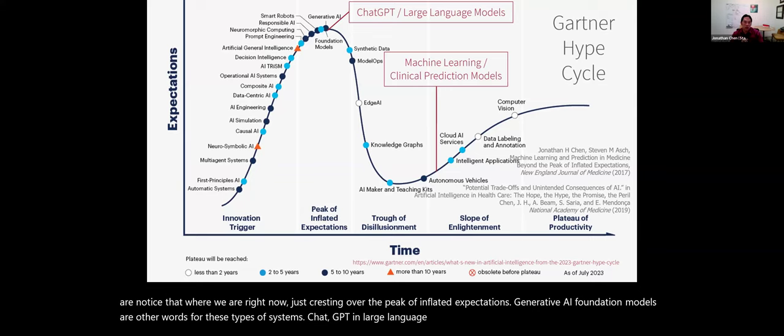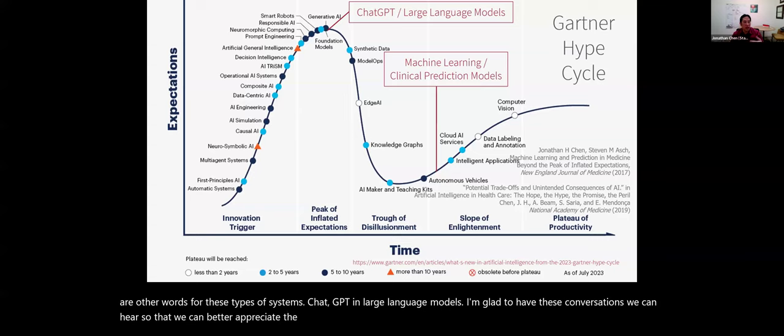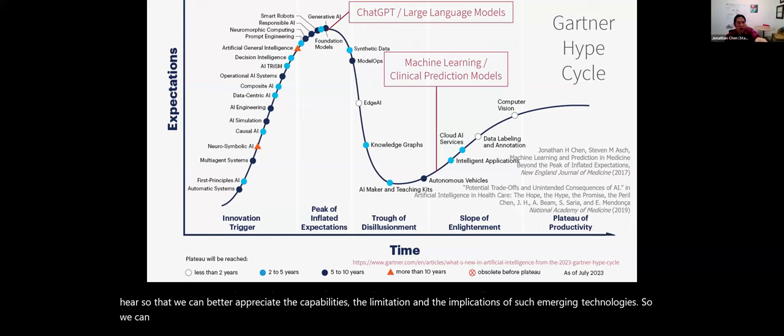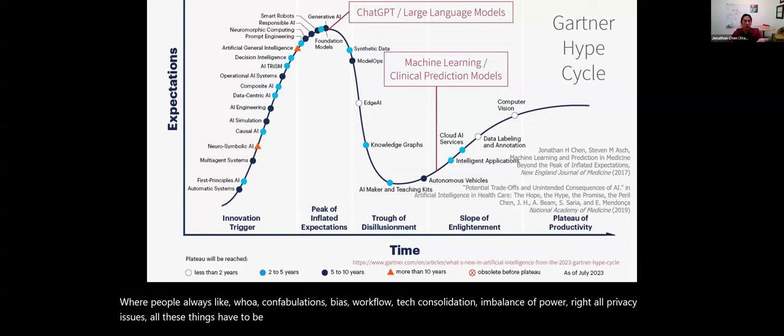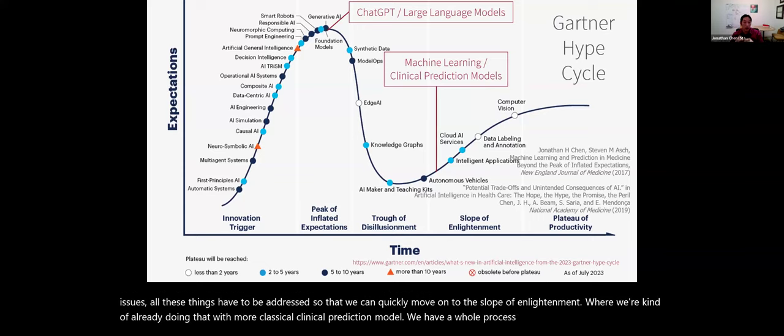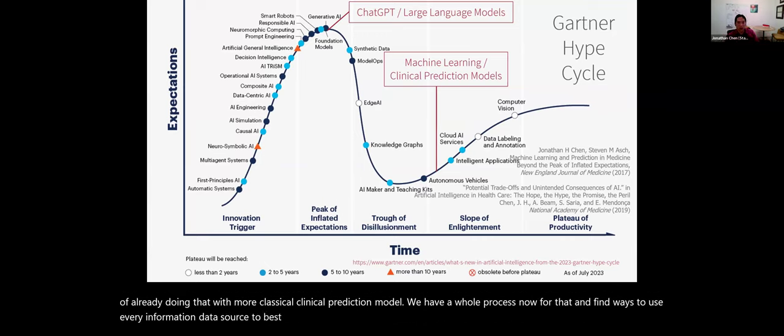I'm glad to have these conversations we can hear so that we can better appreciate the capabilities, limitations, and the implications of such emerging technologies, so it can soften an inevitable crash into the trough of disillusionment. Where people are always like, whoa, confabulations, bias, workflow, tech consolidation, imbalance of power, right? All privacy issues, all these things have to be addressed so that we can quickly move on to the slope of enlightenment, where we're kind of already doing that with more classical clinical prediction models. We have a whole process now for that and find ways to use every information and data source to best improve our collective health together.